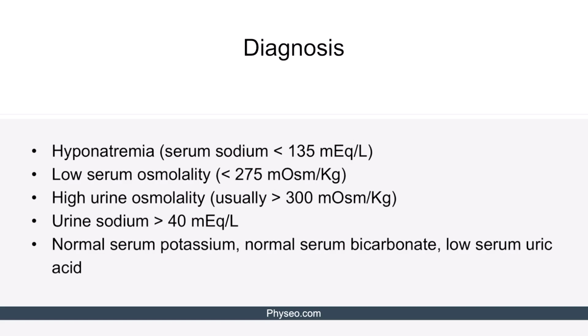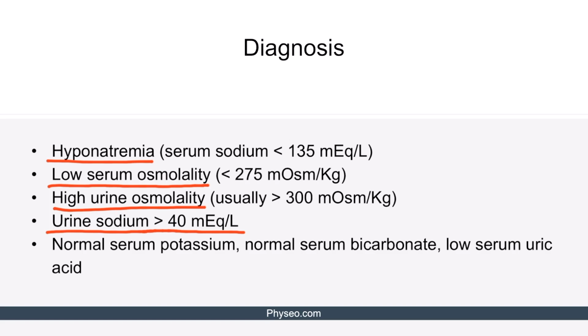So here are the laboratory findings that are typically seen in SIADH. As we mentioned earlier, increased water reabsorption from collecting ducts leads to inappropriately concentrated urine, as well as water retention that results in hyponatremia and hypoosmolality. So the serum sodium is low, below 135 milliequivalents per liter. Serum osmolality is low, below 275 milliosmoles per kilogram. Urine osmolality is high, typically over 300 milliosmoles per kilogram. And the urine sodium concentration is elevated, typically above 40 milliequivalents per liter.